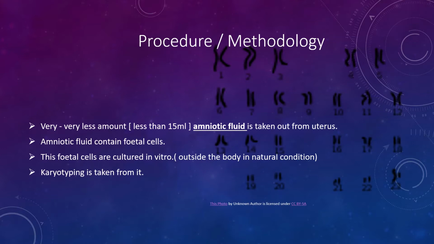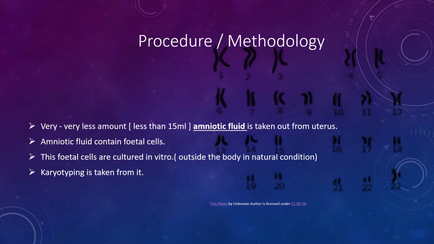A small amount. It means it is very, very small, less than 15 ml or 50 ml. That is a very, very small amount, taken out from the mother's uterus. It is dangerous because if the needle touches the growing embryo, it makes a harmful jerk to the growing embryo, and that results in a great disaster in future.